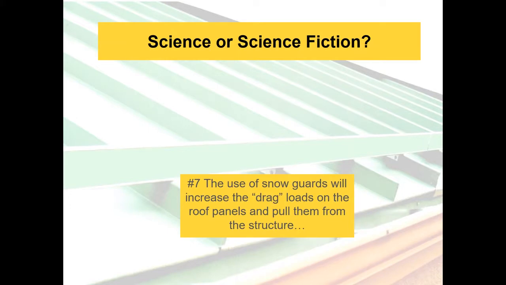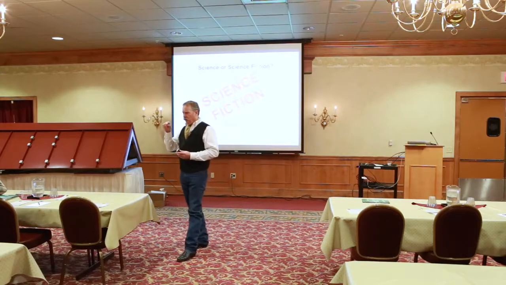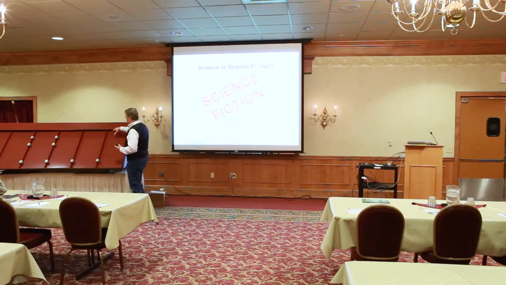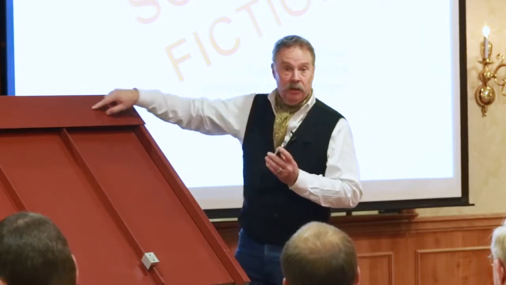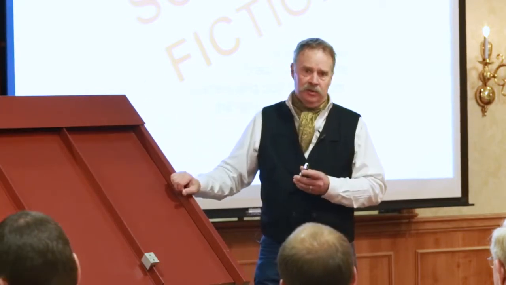Number seven, this is myth number seven. The use of snow guards will increase the drag loads on the roof panel. It'll increase those vector loads and it'll rip them off the structure. That's also science fiction. If you go once again in that green book, it talks about panel pinning, okay? It talks about how to pin the panel. And you actually do the very same calculations, the same forces that are trying to rip the snow guard off the roof are also trying to drag the panel off the roof from its point of fixity. So now on a steep roof like this, we're going to fix that panel up here. And those calculations should be done to pin this panel because it's the same forces.